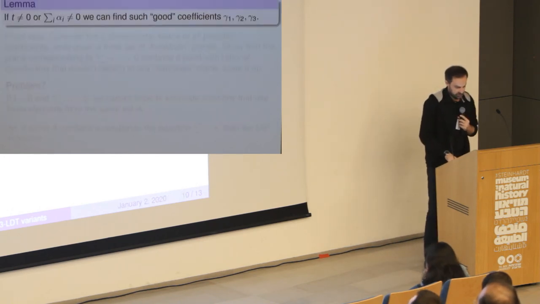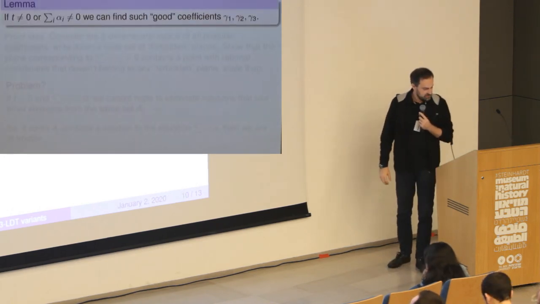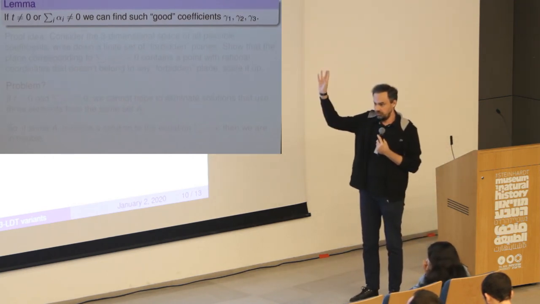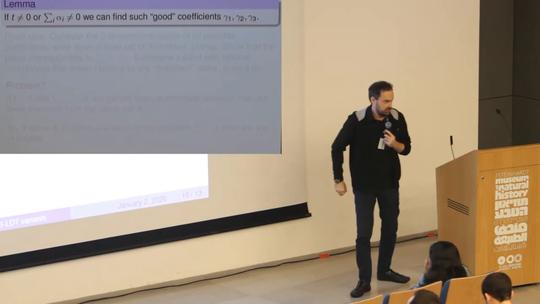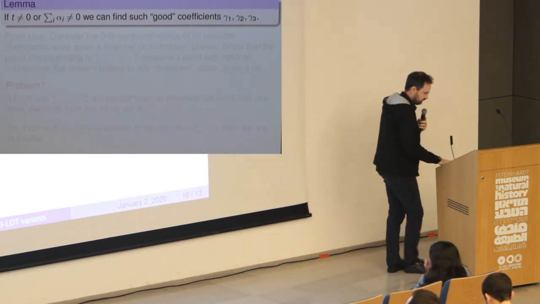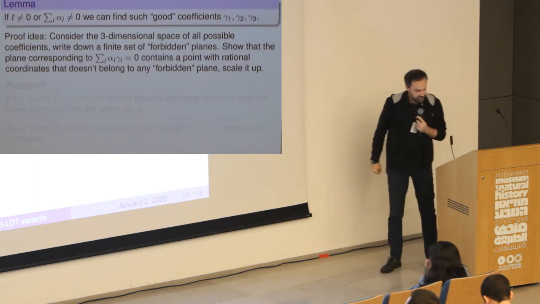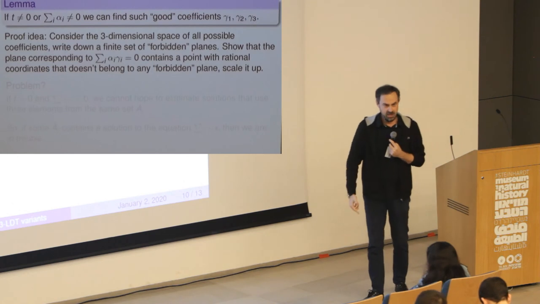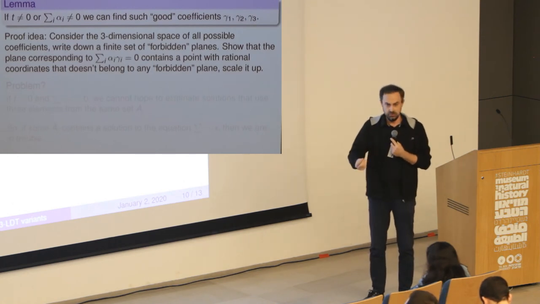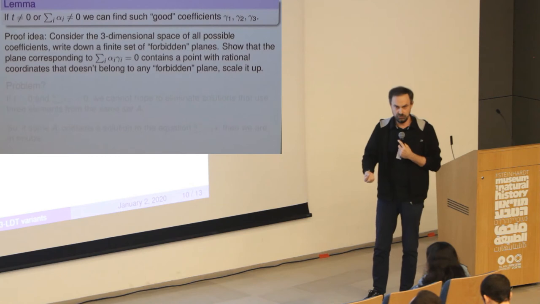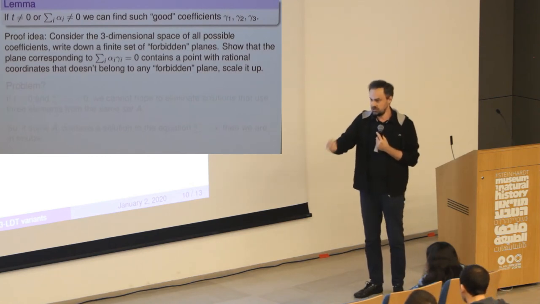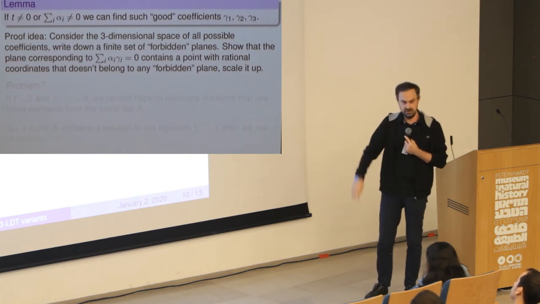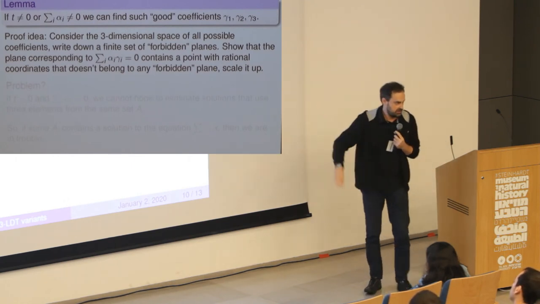It turns out that if your T is non-zero, or the sum of alpha_i's is non-zero, then you can find such coefficients. I think it's not very hard. I will show you the idea in just two lines. You think about the space of all possible coefficients gamma. It's a three-dimensional space. You write down what's forbidden: which of those combinations would result in creating something that doesn't correspond to a solution. It turns out that there is a finite set of such forbidden planes in this 3D space. So that's the rough idea.